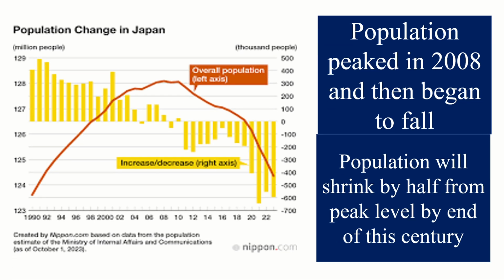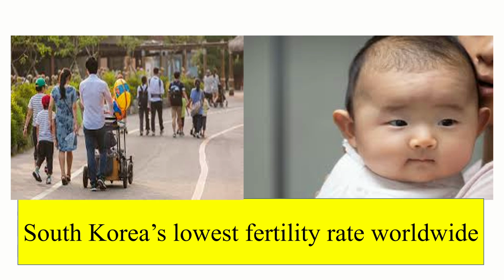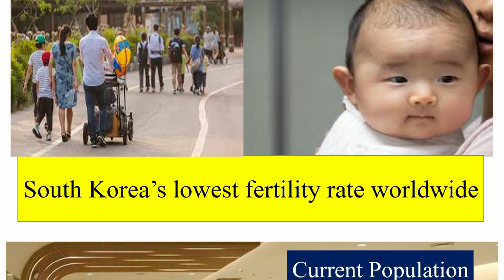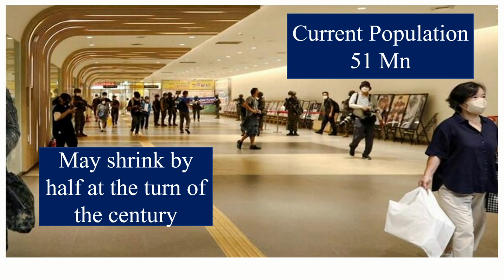In Japan, the population peaked in 2008 and then began to fall. It is estimated that population will shrink by half from peak level by the end of this century. In South Korea, it has the lowest fertility rate worldwide. Its current population is 51 million, which may shrink by half at the turn of the century.